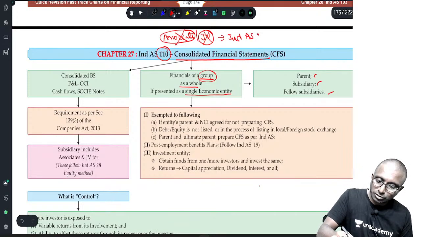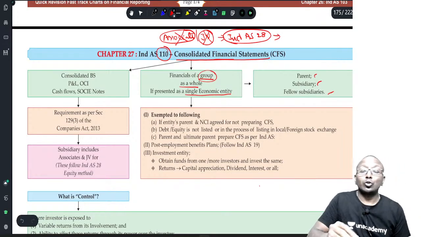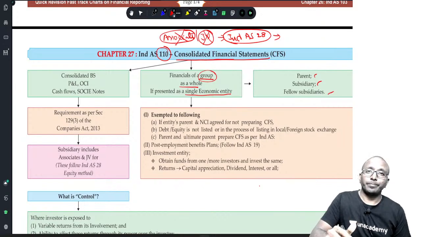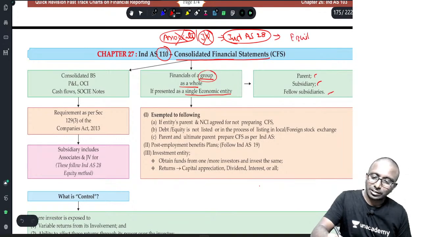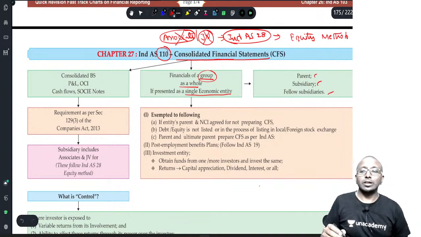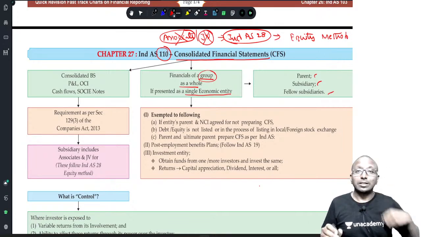In consolidated financial statements, with respect to interest in associates and interest in joint ventures, you are supposed to follow the equity method.